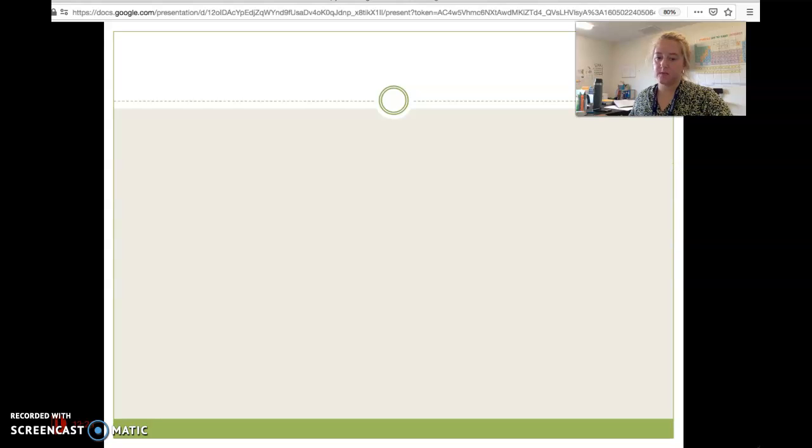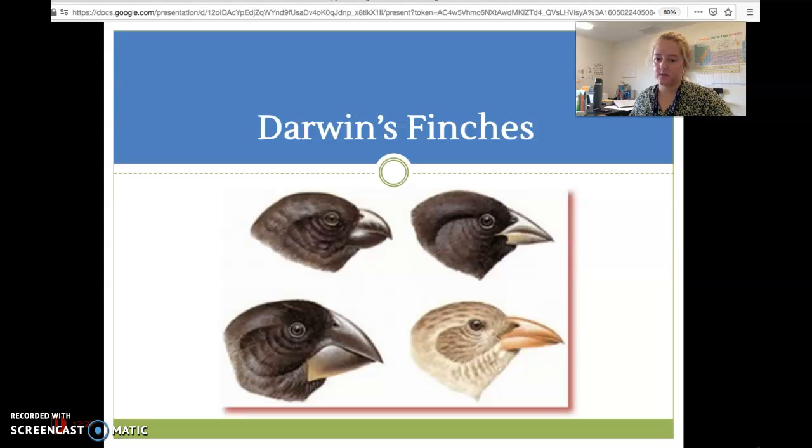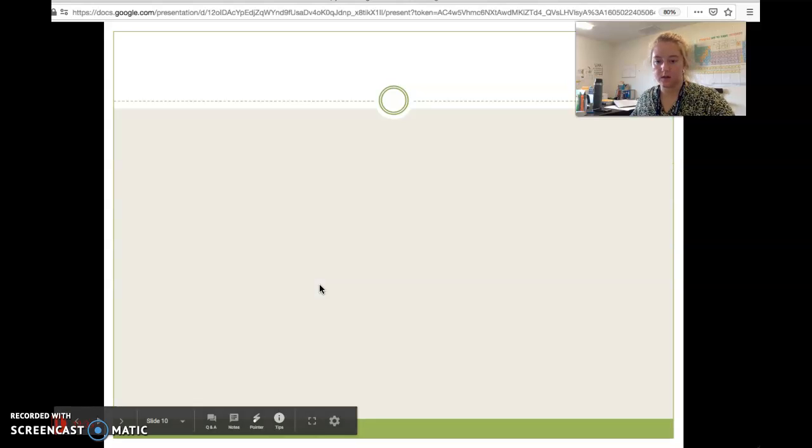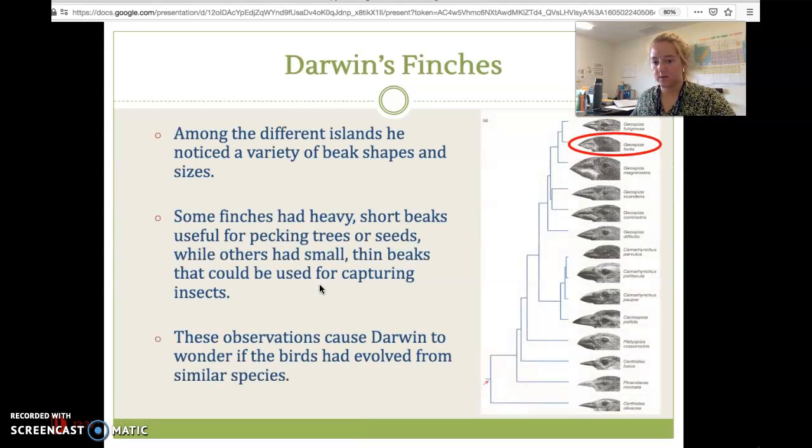Darwin made similar observations by looking at the finches. So finches are birds, and he was actually looking at the beak size of birds. With the tortoises, he was looking at neck length. Here he is observing beak size and shape.